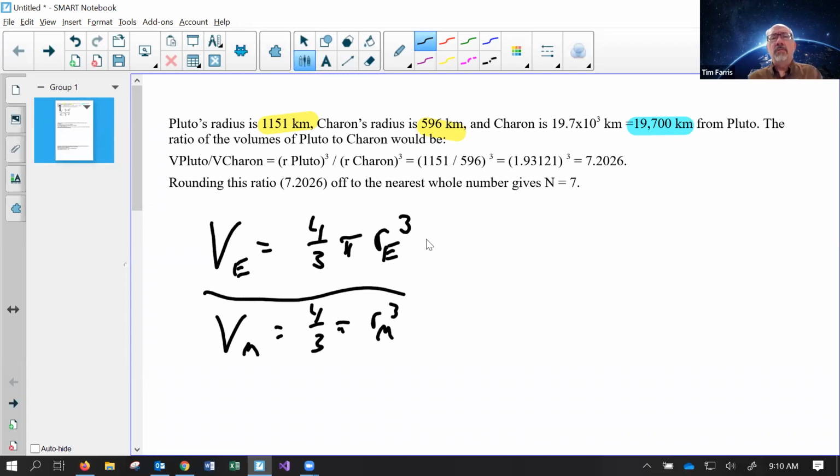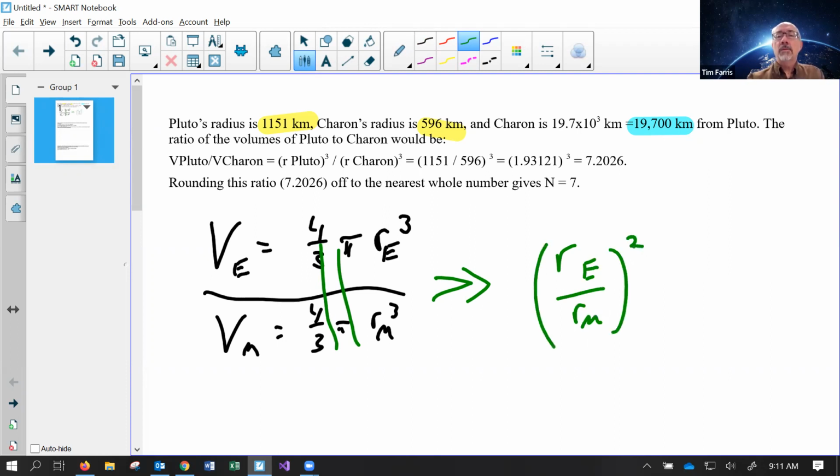They're just humongous numbers, and it's hard to keep track of those big numbers. But what we notice is that the 4/3 and the pi cancel out. And so we can get the ratio of the volumes just by taking the radius of the Earth divided by the radius of the Moon, and then cube that number. Right, cube that number like that. And so that's what we've done over here with Pluto and Charon to show you the numbers.